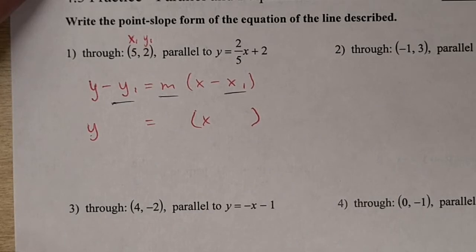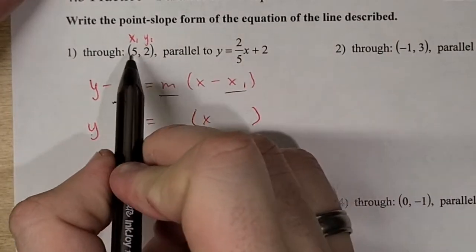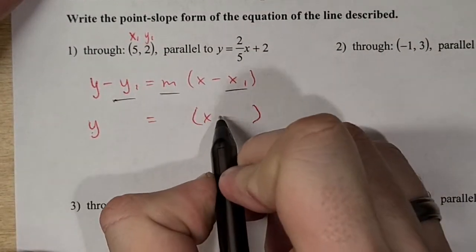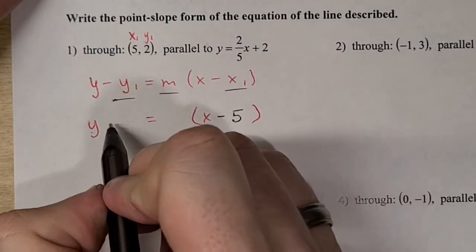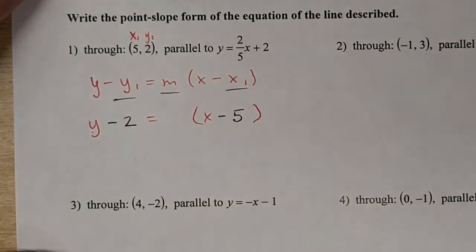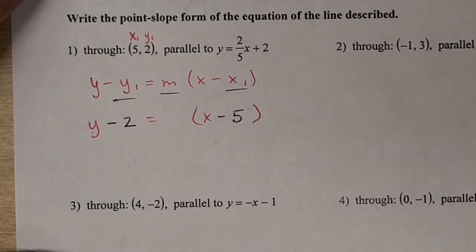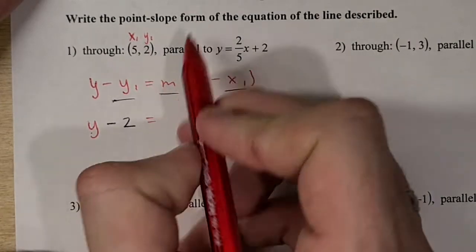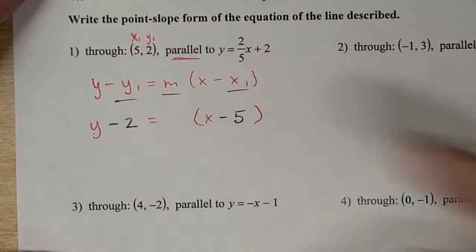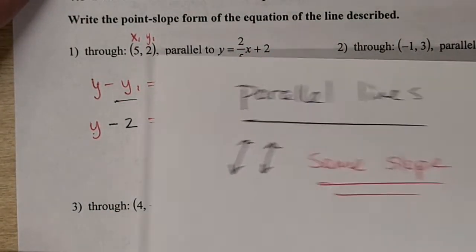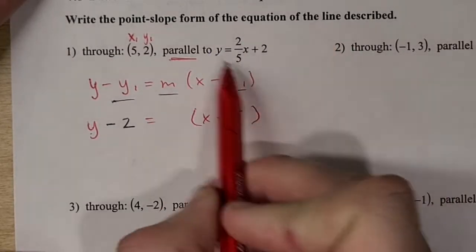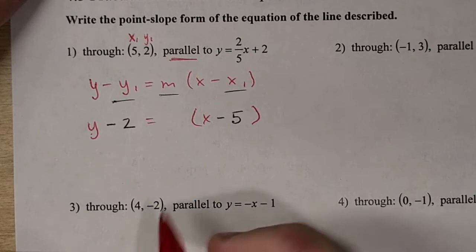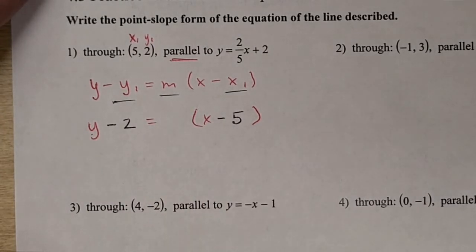I can actually fill in the two parts of my point right now. So if x is 5, the opposite would be -5. And then if y is 2, the opposite is -2. Now the only thing I need to fill in is my slope. Now it says parallel to this thing. Now don't forget, parallel means same slope. So if I can figure out the slope of this line, then I should be able to know what to put in here. Quick and easy.